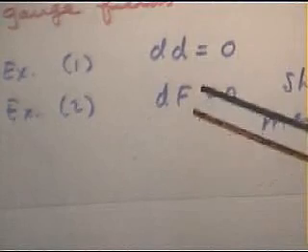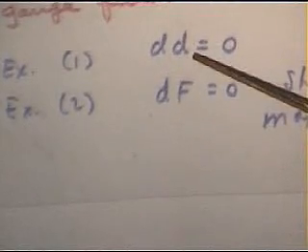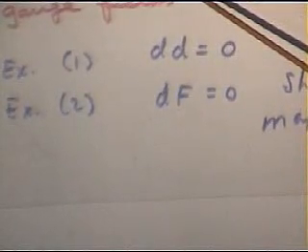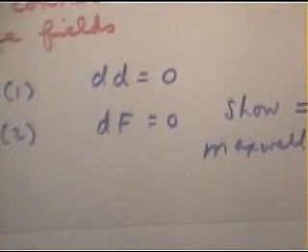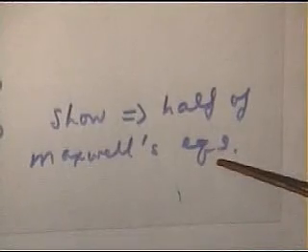Exercise 2 is that from exercise 1, it follows that if F is dA, then dF must be 0, right? Because if I act with d on F, I see dd. So the exercise is to show that this implies half of Maxwell's equations. So half of Maxwell's equations just pop out.